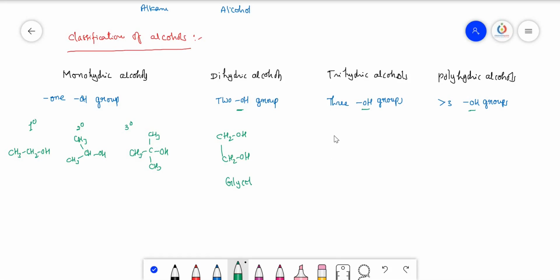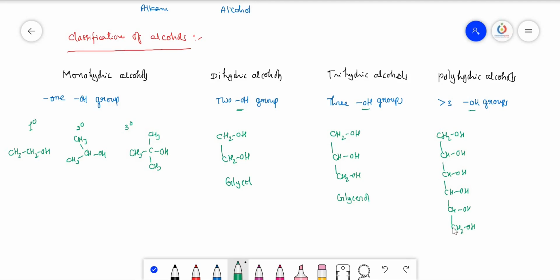Similarly, trihydric alcohol means three OH groups are present. So CH2OH, CHOH, CH2OH. So this is the trihydric alcohol, which is called glycerol. And regarding the polyhydric alcohol, you can take any number of OH groups in a particular molecule, that is, more than three OH groups. Such types of alcohols are called the polyhydric alcohols.